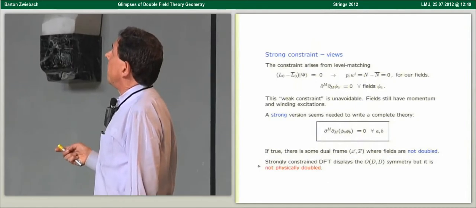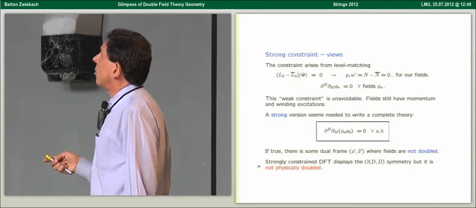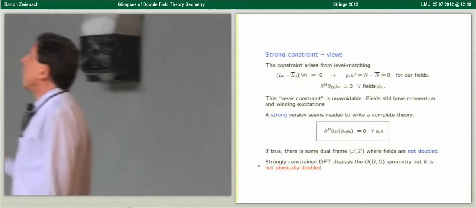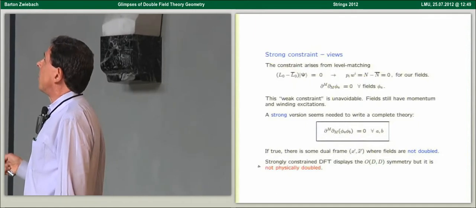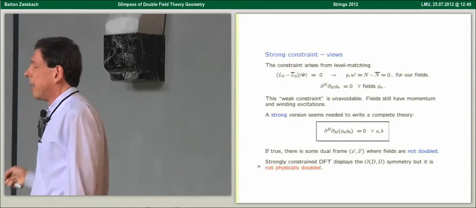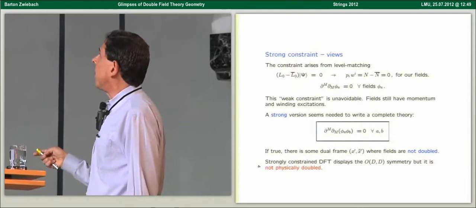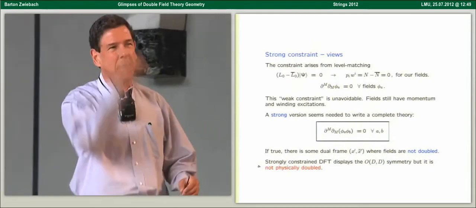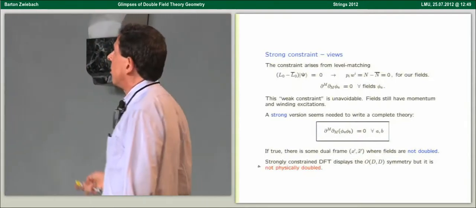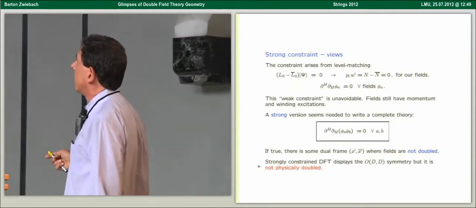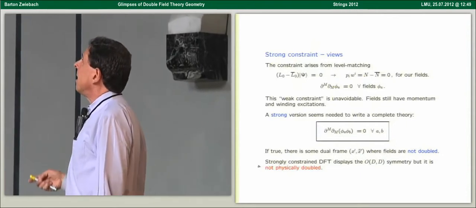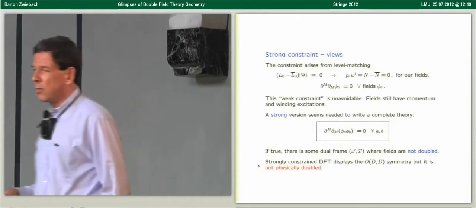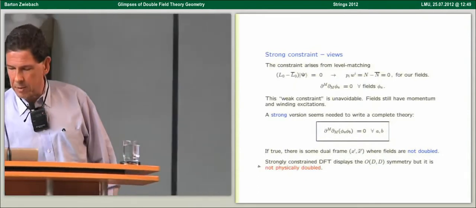Fields can still have momentum and winding. Nevertheless, there's a strong version of this constraint, which is a second-order operator. You can demand that products of fields also satisfy this constraint. This is again an O(D,D) covariant constraint, and if true, that produces this truncation of the theory, at least locally, to some frame where the fields are not doubled. So the strongly constrained double field theory displays the O(D,D) symmetry, but it's not locally physically doubled.